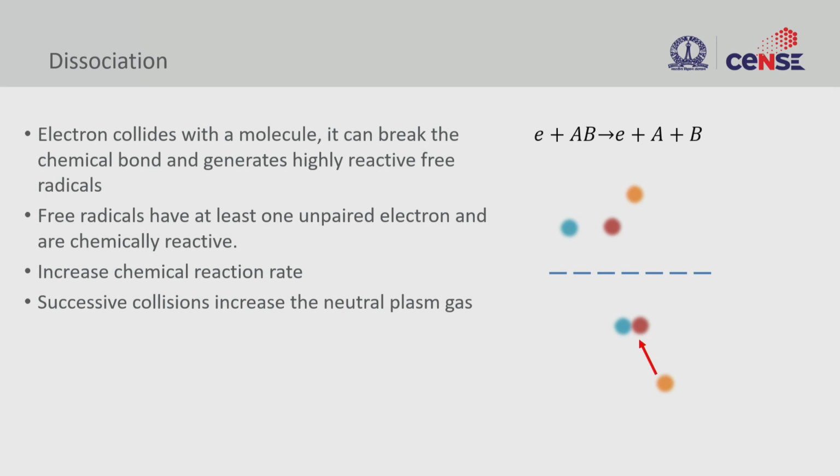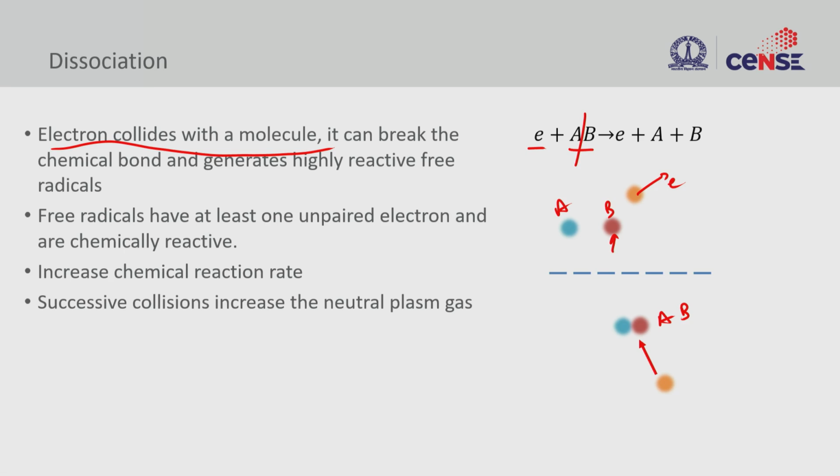First is dissociation. When an electron collides with a molecule, it will generate reactive species. It will basically break the bond. That's what is shown here. You have an electron hitting this molecule AB, and A and B are separated, and the electron is free again. It is not in any way participating or attaching itself to any of this.